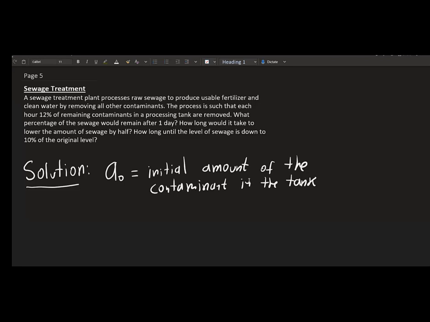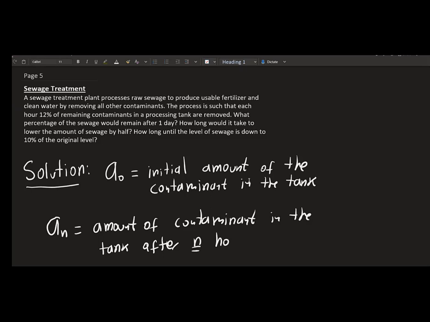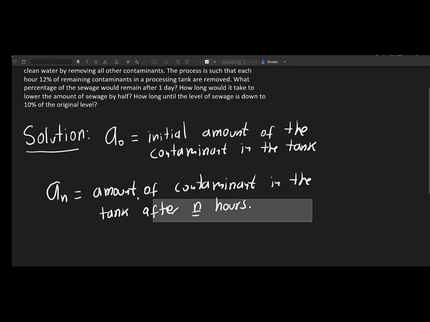And so let's give a name for An. What is An? An will be the amount of contaminant in the tank after N hours. Now, whenever you are doing this type of problem, always choose correctly what your AN should be, because that's going to make a difference when you're trying to solve these problems. Choosing the correct meaning for AN is important here.